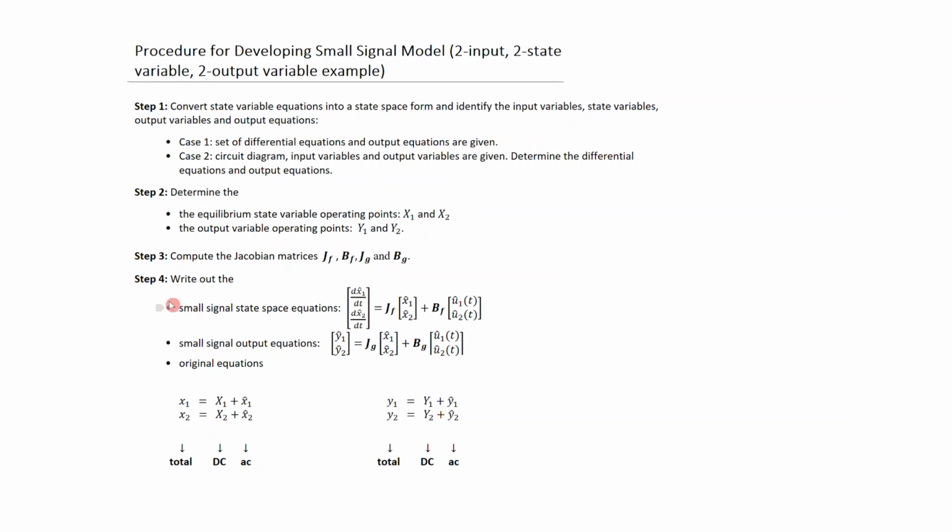And then 4 is to write out the small signal state space equations, which have this form, and the small signal output equations, which have this form. And then we can basically look at the original equations, which involve the steady state values with the perturbations. This would be the total. And on the output side would be the original values plus the perturbations in the output variables, which is the total.